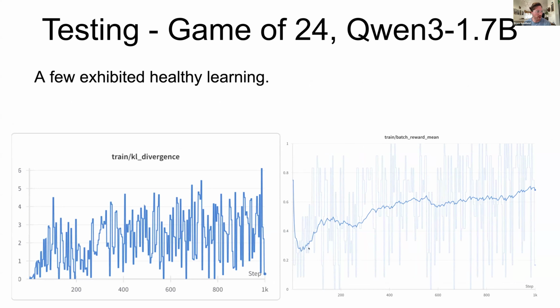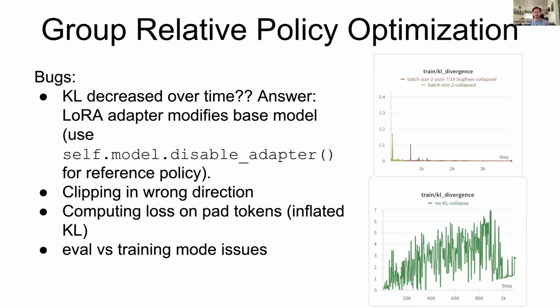This one started with an evaluation accuracy of 22%, and by the end got to 62%, which is a pretty large increase. So that's it. Just some learnings from implementing this myself. Lots of bugs. Getting the KL divergence correct was challenging. You can use a LoRA adapter, but it actually modifies the base model.